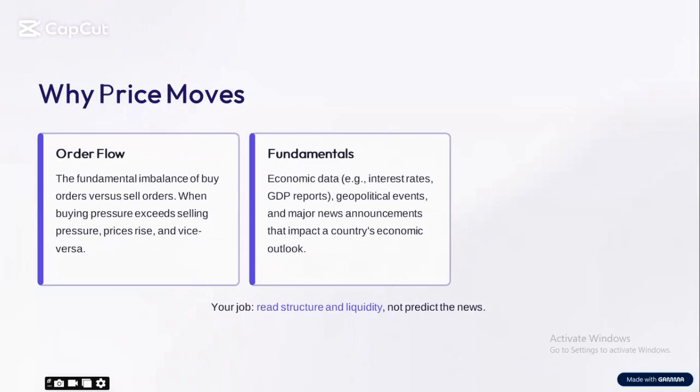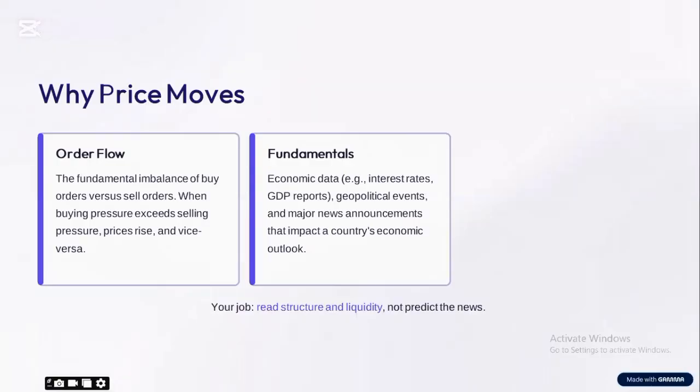This entails economic data, like interest rates, GDP reports, geopolitical events, and major news announcements. All these things impact a country's economic outlook. Most of us that are trading would already know what we are talking about, but the beginners, watch out for all these effects.